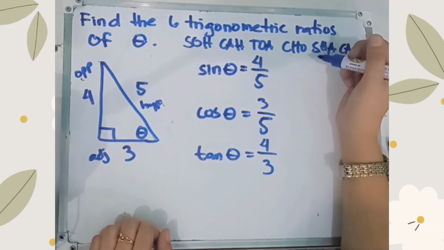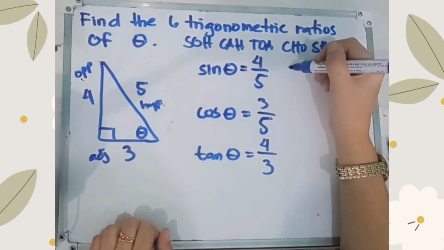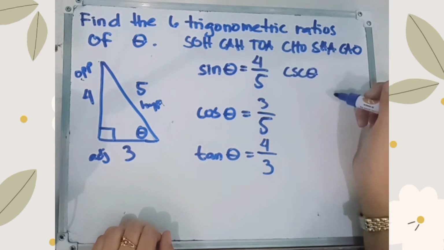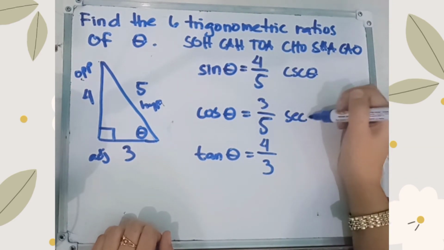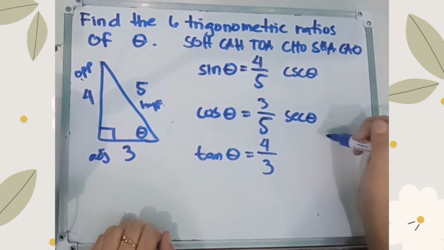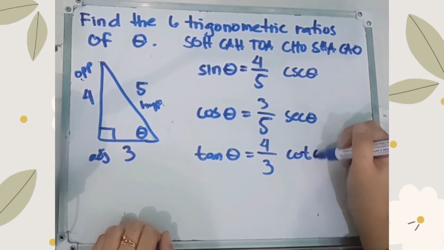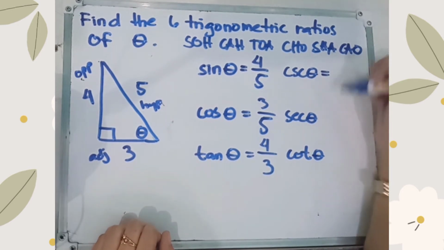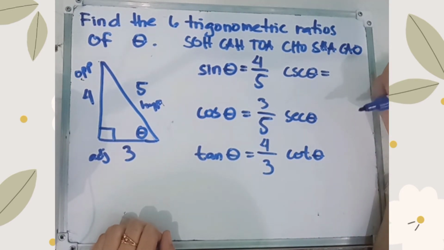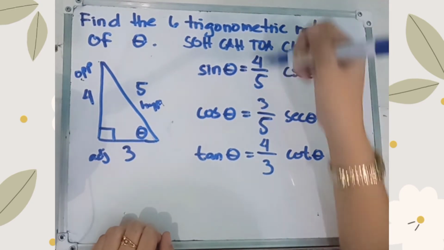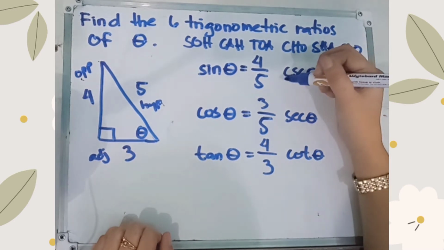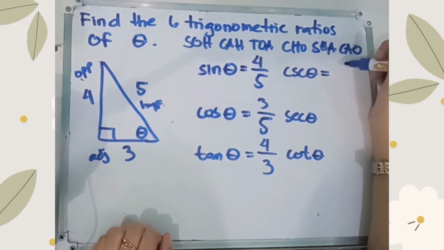So let's proceed to the reciprocals. We have cosecant theta, the reciprocal of sine theta, secant theta, the reciprocal of cosine theta, and cotangent theta, the reciprocal of tangent theta. Since these are reciprocals, we can just refer to the first 3 trigonometric functions and look for the reciprocal. Since sine theta is 4 over 5, cosecant theta is 5 over 4.